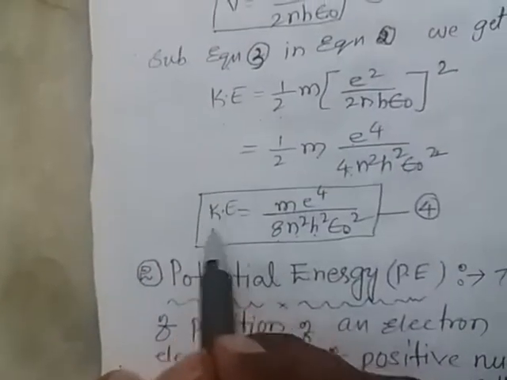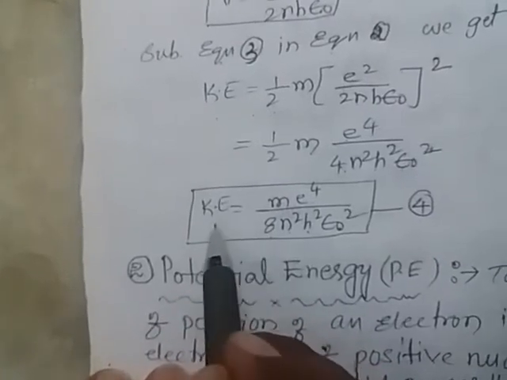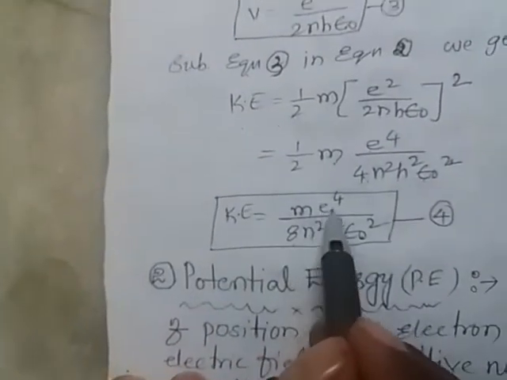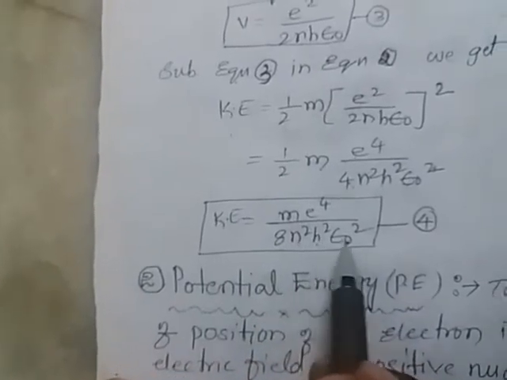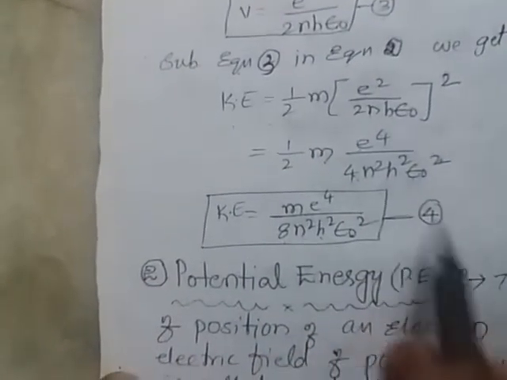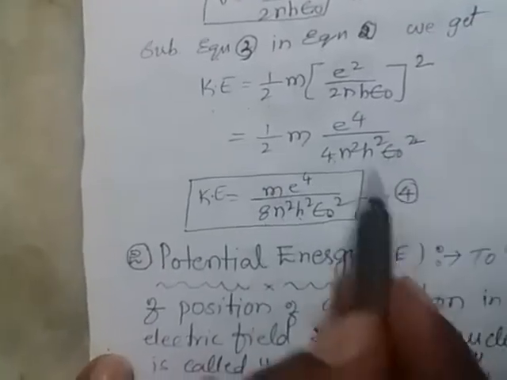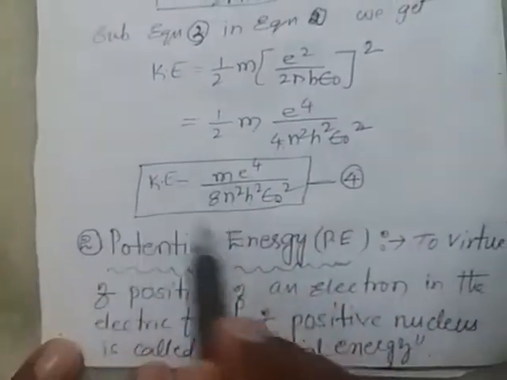So therefore the kinetic energy of an electron is represented by K is equal to m e to the power of 4 by 8 n square h square epsilon naught square. This is equation 4. In this way we have determined the kinetic energy.